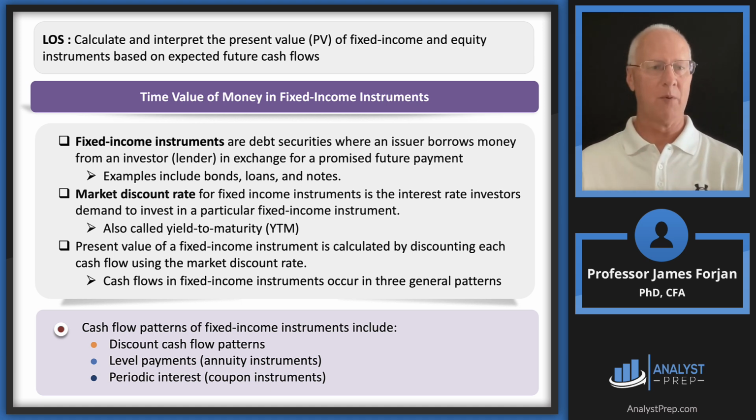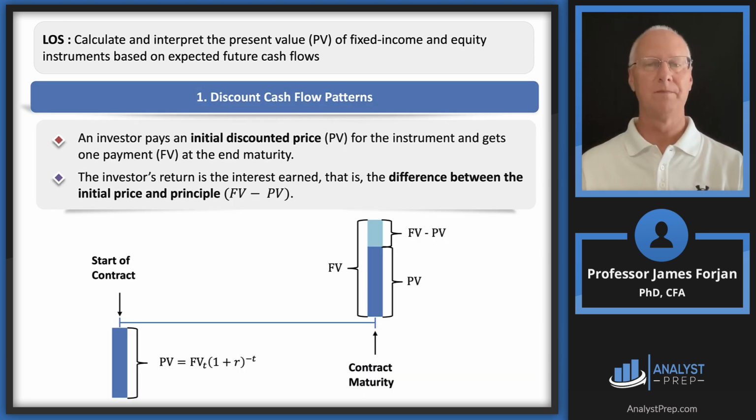So look at that third bullet point. The present value of the fixed income instrument is calculated by discounting each cash flow, and that present value is going to be the price of the bond. Now, there are a couple of ways that borrowers can do this. They can do this with level payments. They can do it with periodic interest. They can do it with no payments at all.